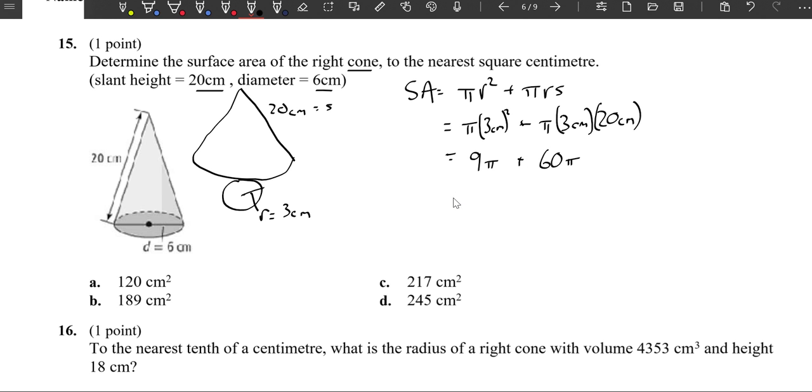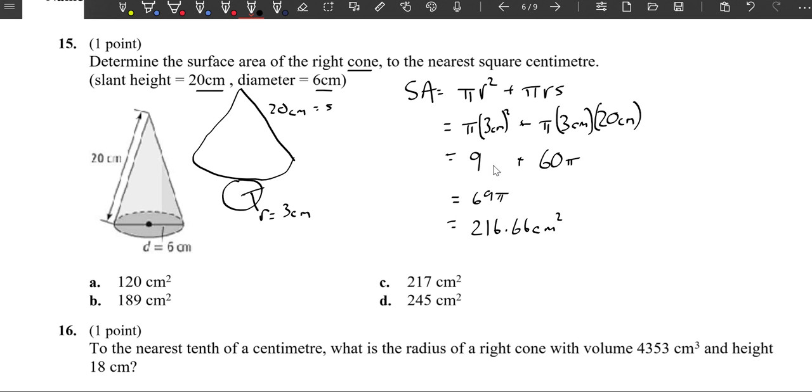I don't want to hit the pi button too often. On my calculator, I'll type in 3.14. So that's 69 pi's, and 69 pi's is 69 times approximately 3.14, which is 216 and a bit square centimeters.